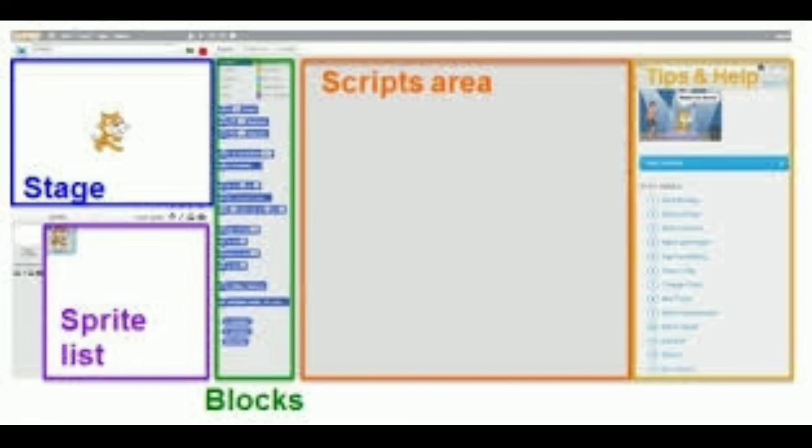Students, look, this is how a stage looks. It is a white area in which a sprite is seen. And you can see over the stage, a cat sprite is being seen. So this is how the stage looks in the Scratch window.